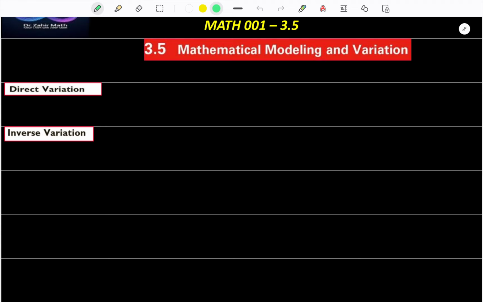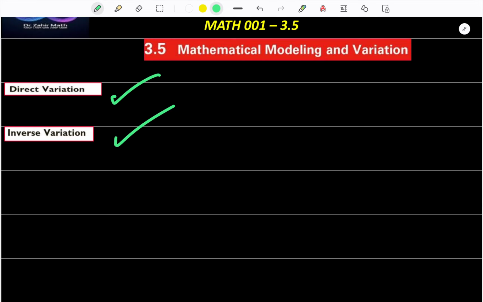Today in this exercise, we are going to learn mathematical modeling and variation, but mostly we study variation. Let me give you some examples, just listen carefully. What if I told you that math can perfectly describe relationships you see every day? So in this exercise, we are exploring variation models, specifically direct variation and inverse variation.